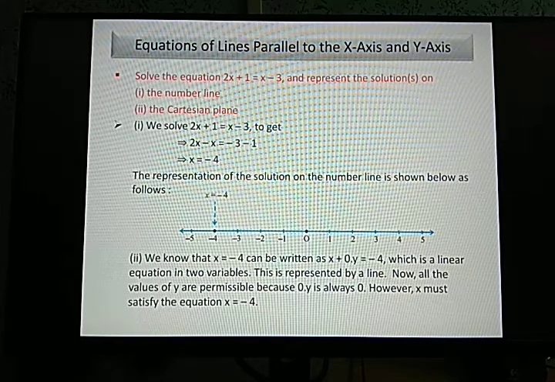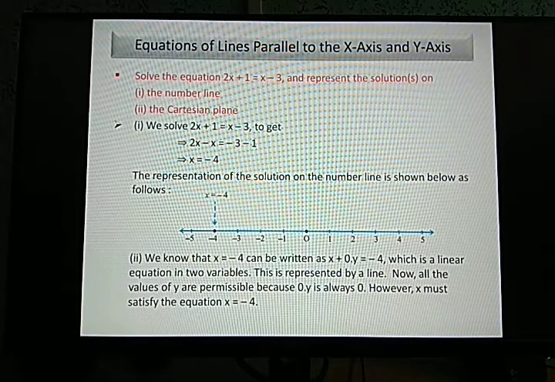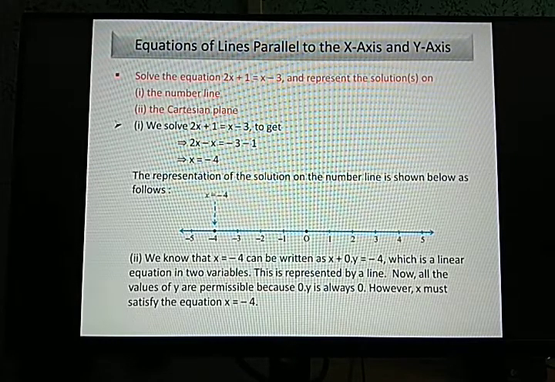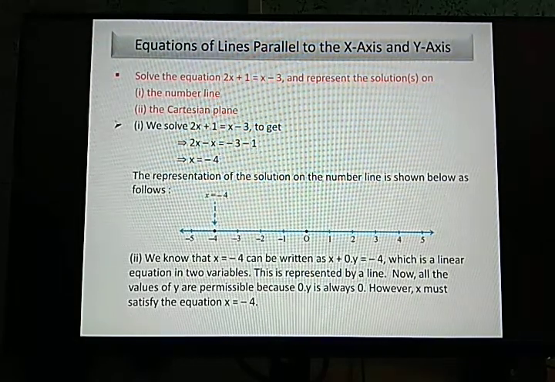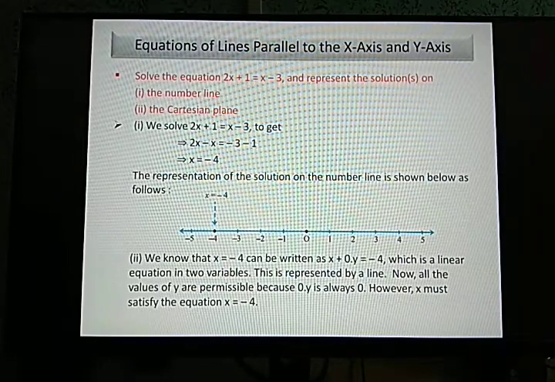So if we write it in this form, then it is a linear equation in two variables, and as we know, all the values of y will be permissible here, because whatever we multiply with y, ultimately the result will be 0, because 0 into anything is 0, and x will have that same value, that is x equals -4, because it has to satisfy the given equation. Clear? Any other value of x will not satisfy the given equation. So then we can easily find out the different solutions of this equation.